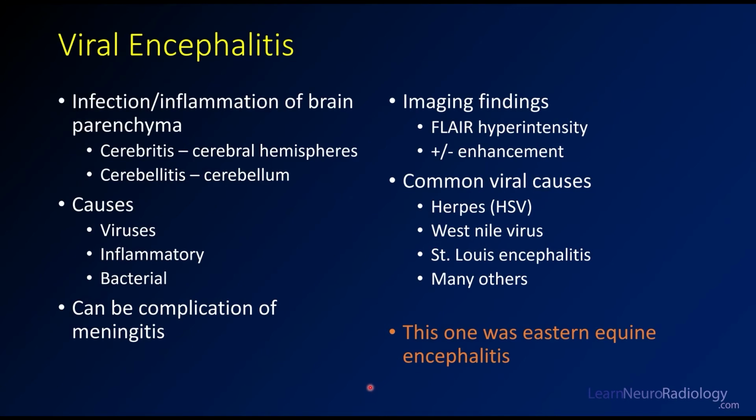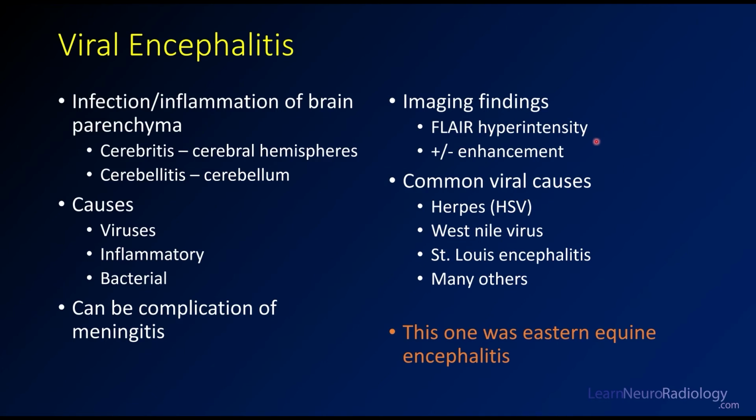So this is a case of viral encephalitis, and this patient had a lung transplant and is immunosuppressed. This is a situation where you get infection and inflammation of the brain parenchyma with an infectious etiology. If it involves the cerebral hemispheres, it's called cerebritis. If it involves the cerebellum, it's called cerebellitis. The causes are commonly inflammatory, viral, or bacterial. We've seen the inflammatory ones. You can definitely get an encephalitis that's a complication of meningitis as well, or at least co-associated with meningitis.